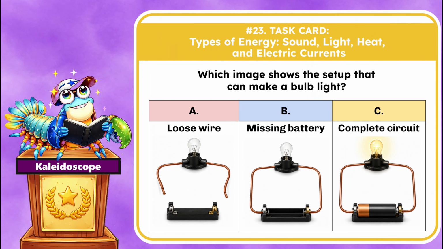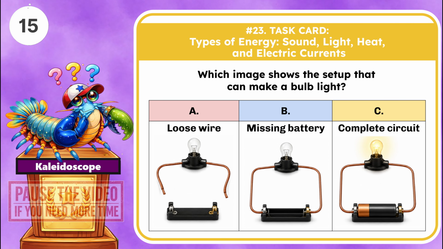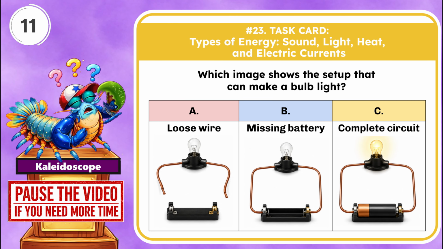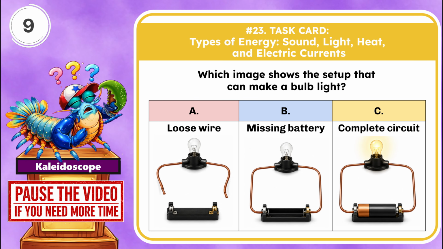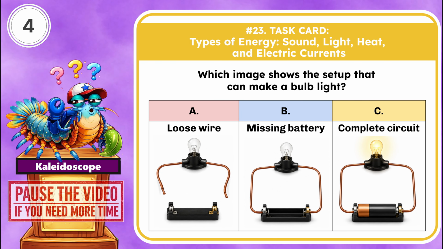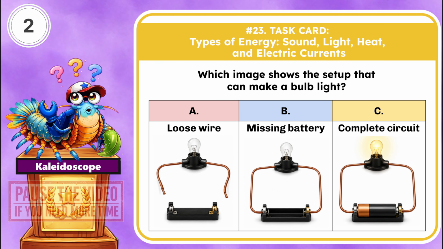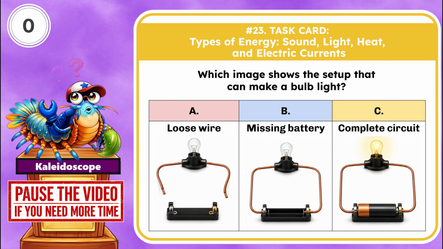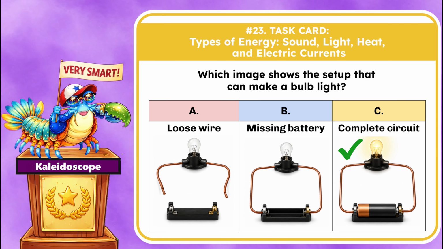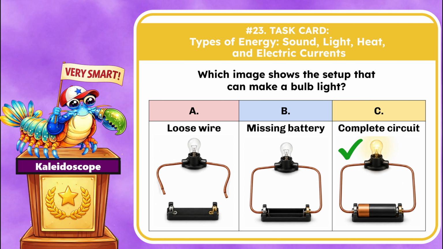Which image shows the setup that can make a bulb light? And the correct answer is letter C, complete circuit.